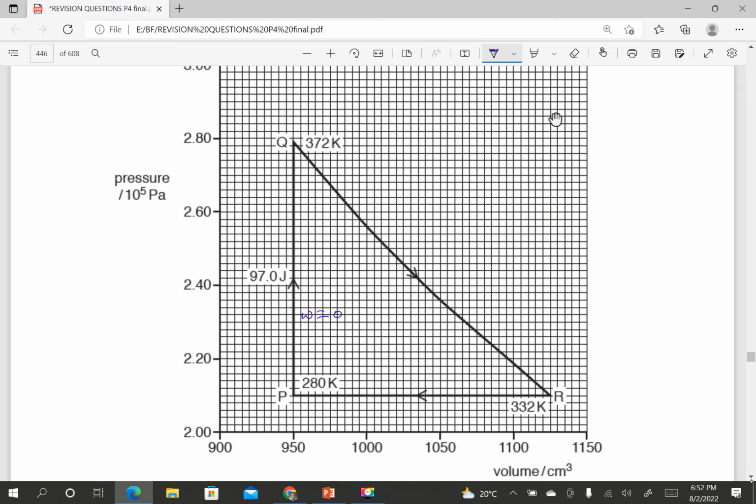Along RP, you see that the volume is decreasing. So here you have in your mind that the work done is positive because the gas is compressed. Along PQ, the volume is increasing. So you have in your mind that the work done must be negative because the gas is doing work on the surrounding. If you have those in mind, then it becomes easy for you to attempt the questions about these cycles.